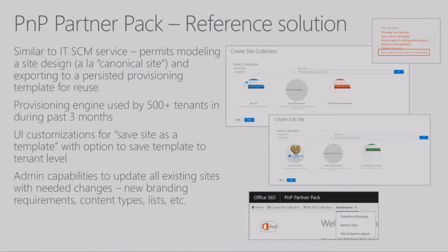What the PnP Partner Pack, which is the starter kit, is also showing is how you replace the save site as a template with the save site as a remote template.